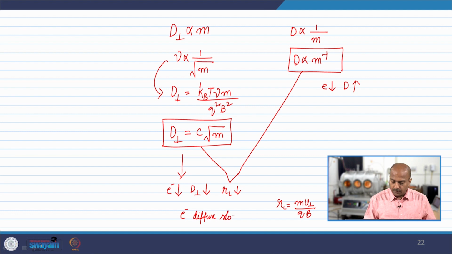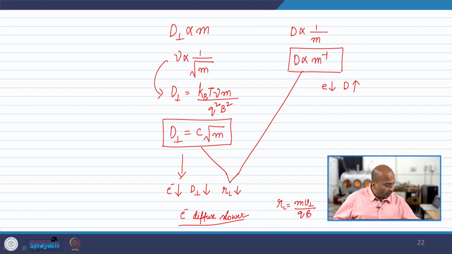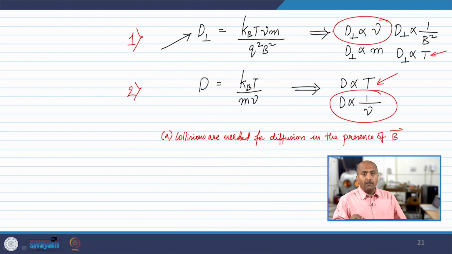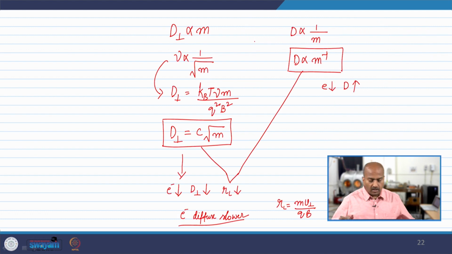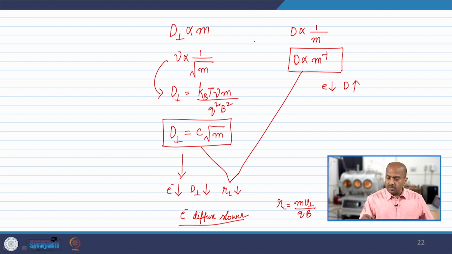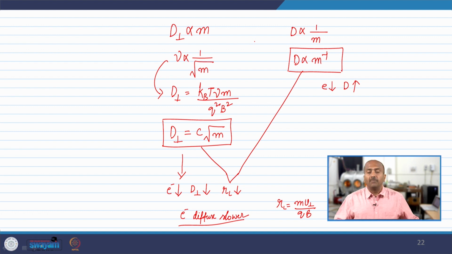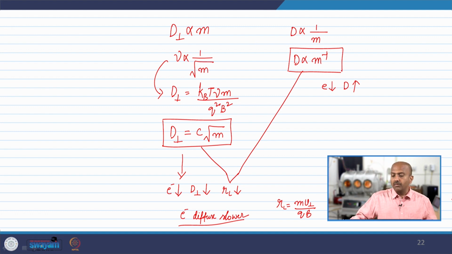Right. It makes sense, right, because collisions, you see, are helping diffusion to happen faster. But if you bring mass into perspective, you will realize that the lighter mass particle, which you obviously expect to diffuse faster, is not diffusing faster because of the collisions and the radius of gyration, right. So, in the absence of collisions, in the absence of magnetic field, we have seen the diffusion coefficient is proportional to the inverse of mass.